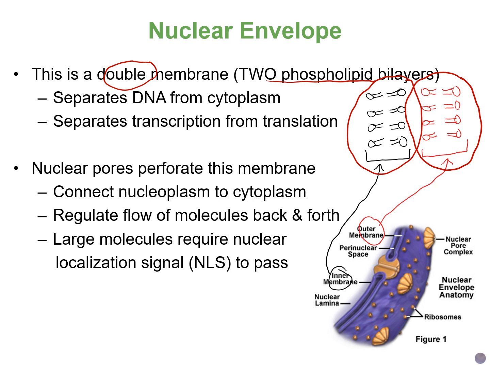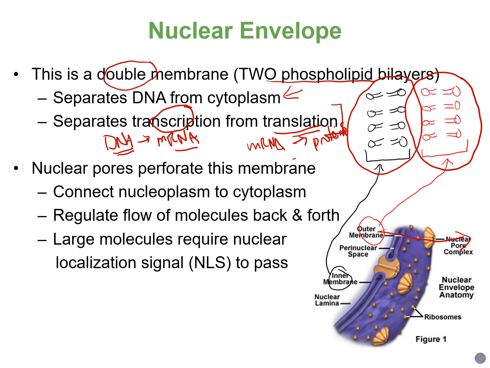It separates DNA from the cytoplasm, and it also separates these processes, transcription and translation. Why is that? Remember, transcription is when we read DNA and we make messenger RNA, and that's going to happen inside the nucleus of eukaryotic cells because DNA is found inside the nucleus. After we make our RNA, it's going to leave through these nuclear pores, go into the cytoplasm where we are going to translate the messenger RNA into our polypeptide chain. Remember our chain of amino acids, and these will eventually become proteins.